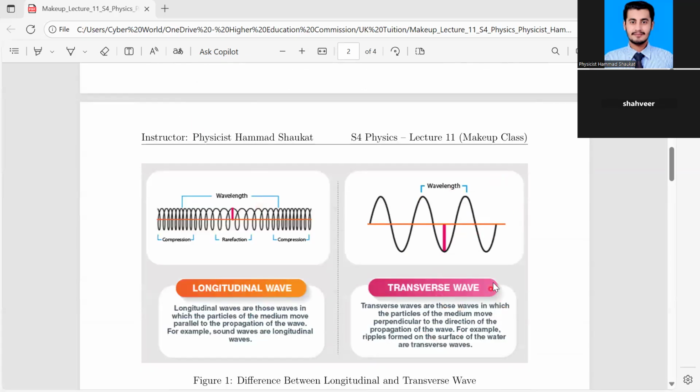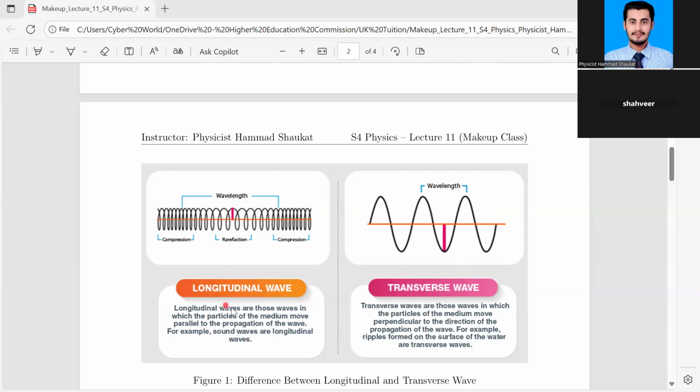So this is the example of a transverse wave. You can see this is the direction of propagation, and your particle is vibrating perpendicularly. You can see if you make an angle, this is 90 degrees. And again, if you draw this, you can see 90 degrees. Again, this is 90 degrees. So your direction of propagation is this, and your particles vibrate in a perpendicular direction. So this is called a transverse wave.